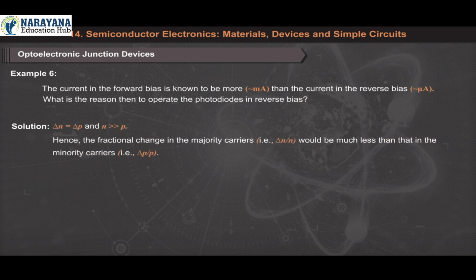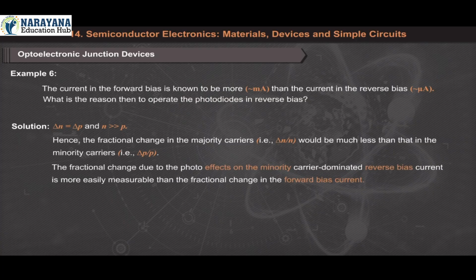Hence, the fractional change in the majority carriers, that is delta n upon n, would be much less than that in the minority carriers, that is delta p upon p. The fractional change due to the photo effects on the minority carrier dominated reverse bias current is more easily measurable than the fractional change in the forward bias current. Hence, photodiodes are preferably used in the reverse bias condition for measuring light intensity.